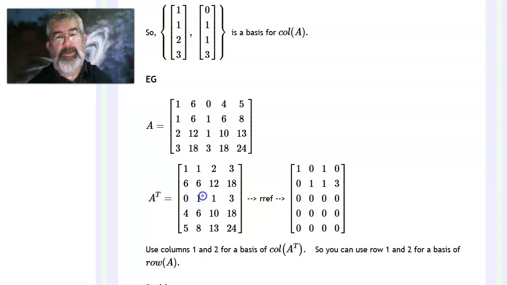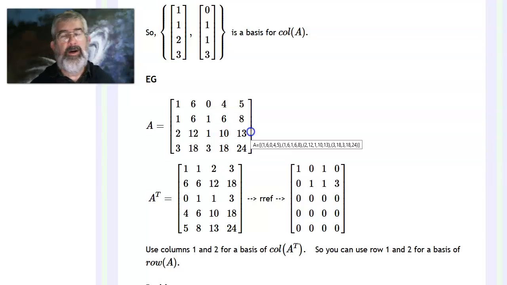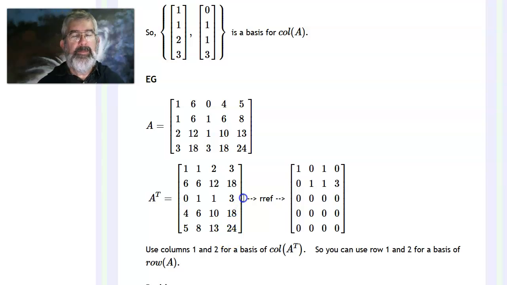But what it says is that these 2 columns are a basis for the column space of A transpose, which means that the first 2 rows are the basis for the column space. They're a basis for the row space of A. So it's the same process. It's just that if you want to get rows, you've got to do the transpose first and then look at columns and then convert it back.